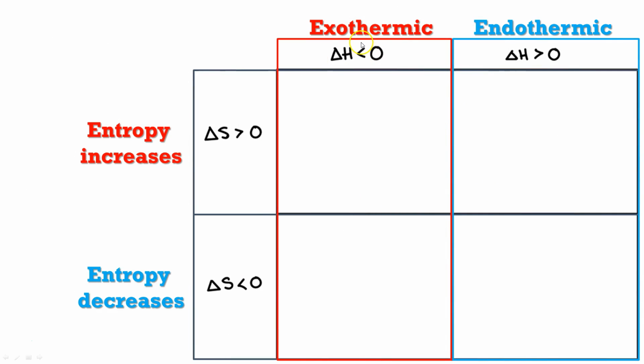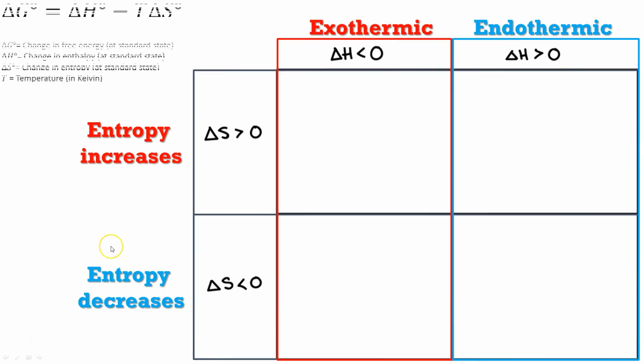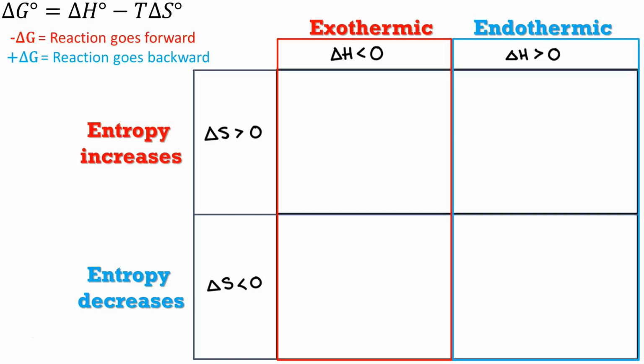So let's combine our concepts of endothermic and exothermic and entropy increasing or decreasing. Remember, here's our equation for free energy. If it's negative, the reaction will go forward. If it's positive, the reaction will go backward. So here I need to start with whether it's endothermic or exothermic, and then I'm subtracting temperature times the change in entropy. If this overall result is negative, it's happening. If this overall result is positive, it's not happening.